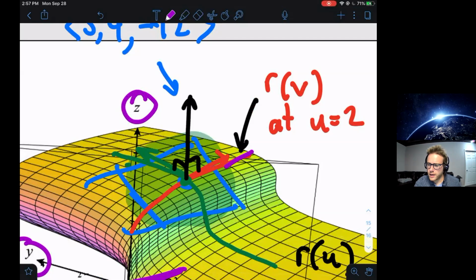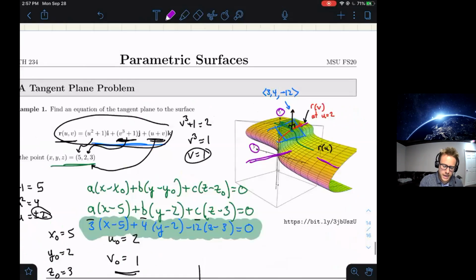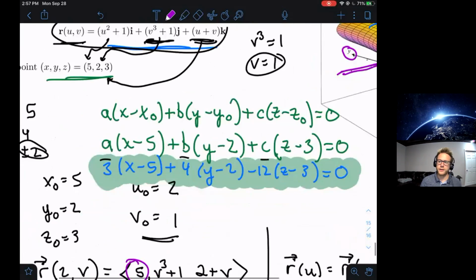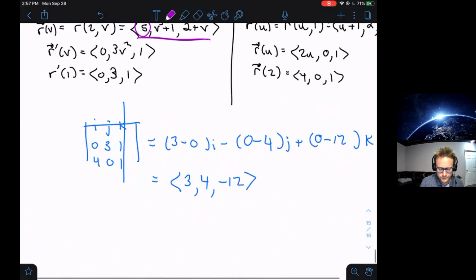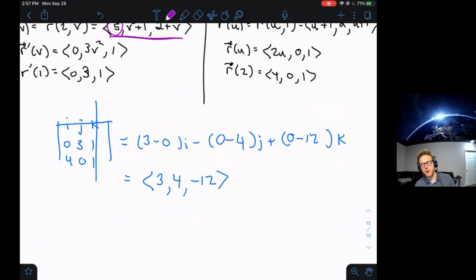How do you solve for A, B, and C again? A, B, and C are quite literally the components of your normal vector. Once I took the cross product, I found that the cross product was the vector (3, 4, -12). That was this work down here. So the first component is 3, the second component is 4, the third component is -12.